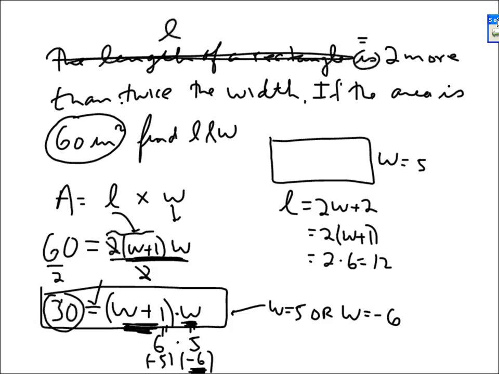But since this is a physics problem, W has meaning behind it. It's the width of a rectangle. That is, it's the length of a side of a rectangle. What would it mean for the side of a rectangle to be -6 inches? This one is gone. W is 5.